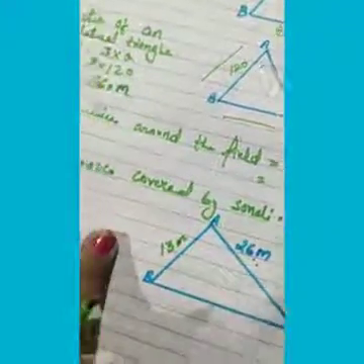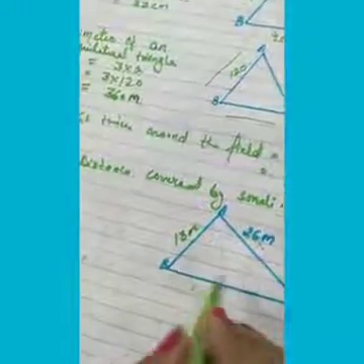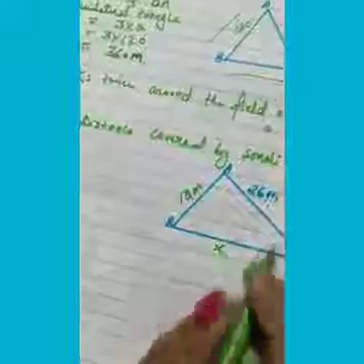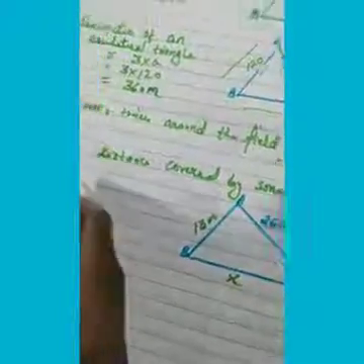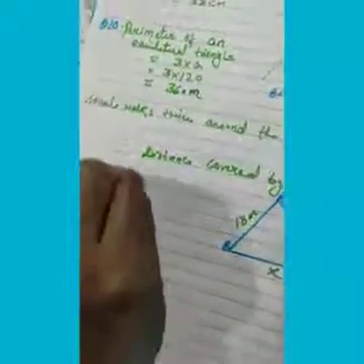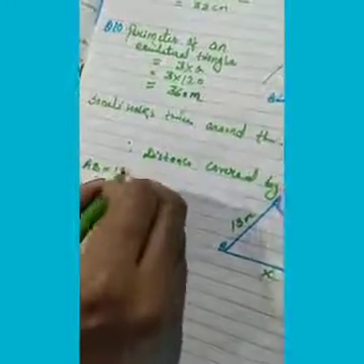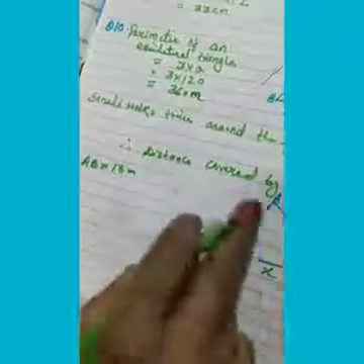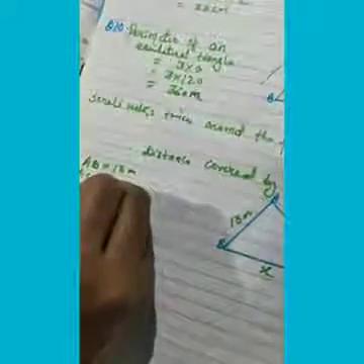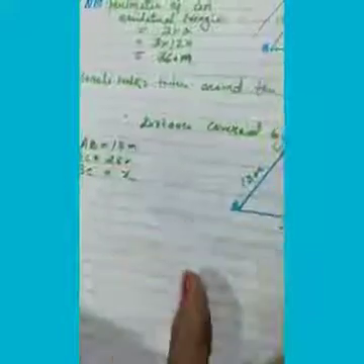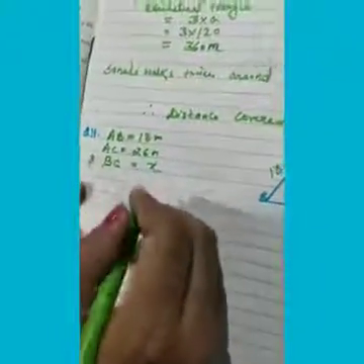Now we have to find the length of the third side, means BC we have to find. Suppose BC will be X, for example. Now continue with the process. AB is given 13 meter, AC is given 26 meter, and BC equals X, because the third side we have to find. Then go with the process.